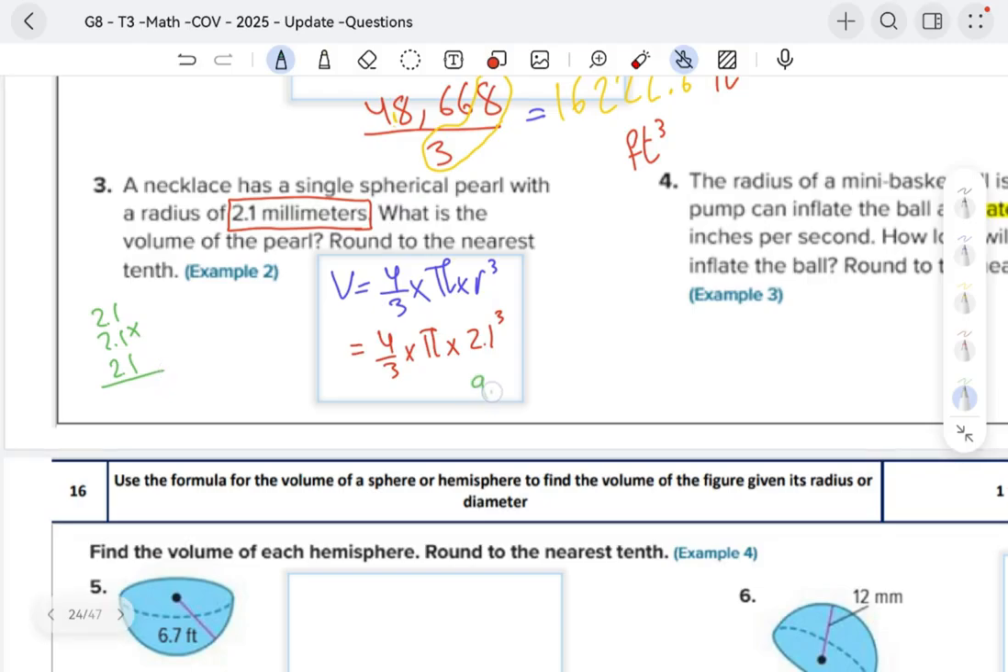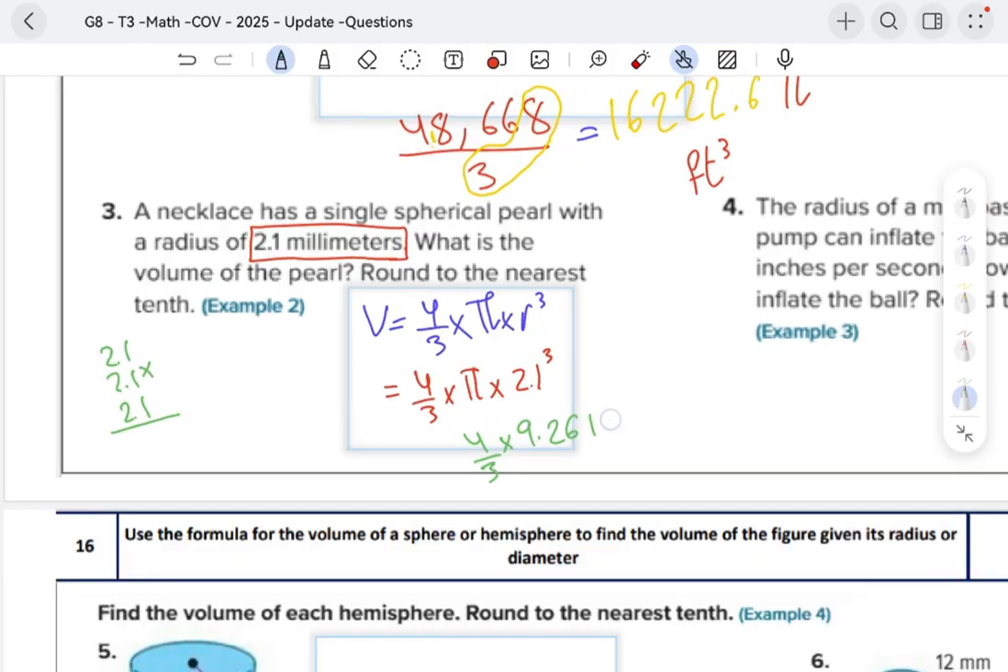This will give us 9.261. We have to multiply it with 4 out of 3 times pi. The final answer times 4 out of 3 is equal to 12.348 pi, and the unit is millimeter cubed.